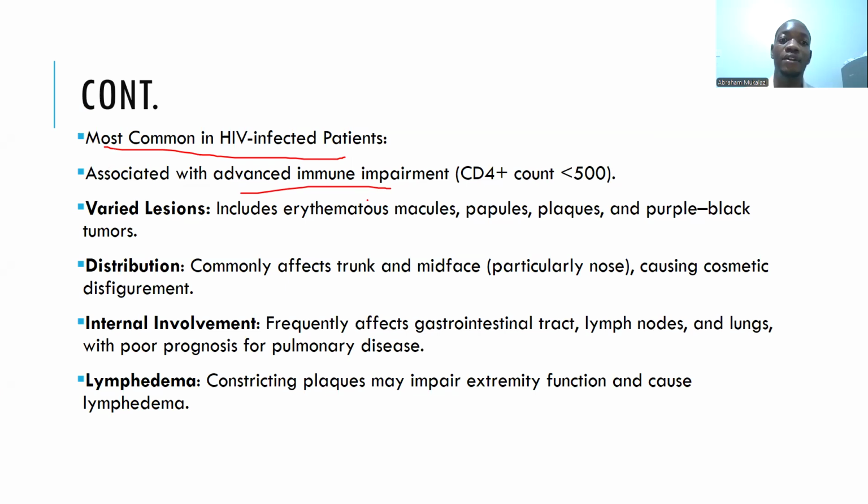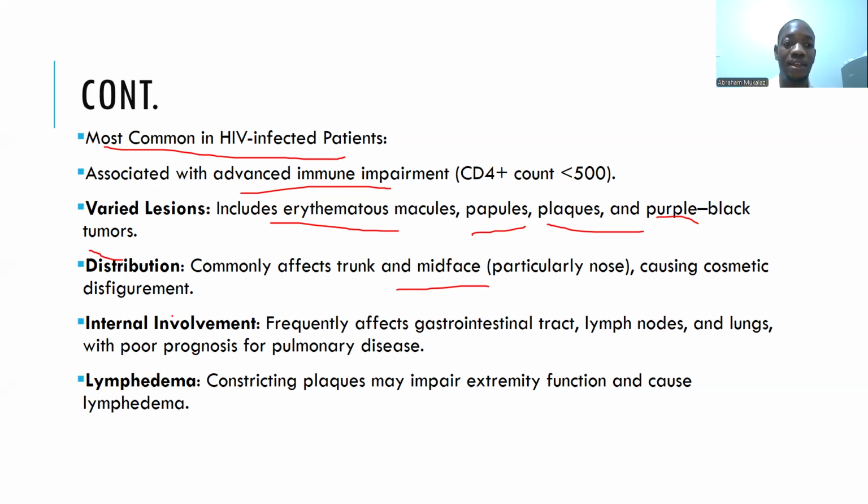Lesions can vary. Someone can have erythematous macules, papules, plaques, as well as purple-black tumors with hyperpigmentation, and this is because of hemosiderin. The distribution, commonly, is on the trunk, the midface, particularly the nose, and the hard palate, as in the picture that I showed you. This usually comes with cosmetic disfigurement and concerns. Internal organs can also be involved. More commonly, KS can involve the GI system, the lymph nodes, and the lungs, and every time you have it disseminated, it usually carries a very bad prognosis.